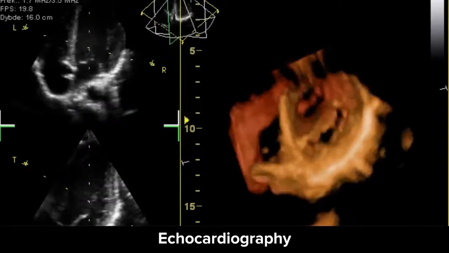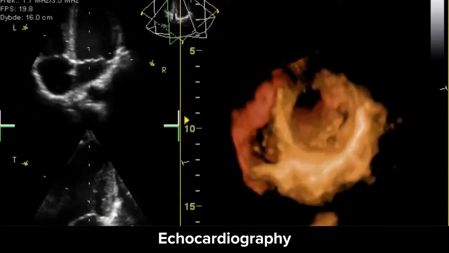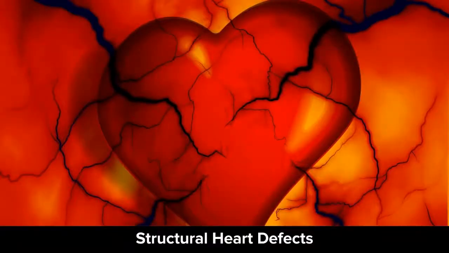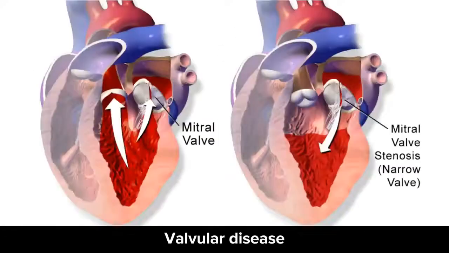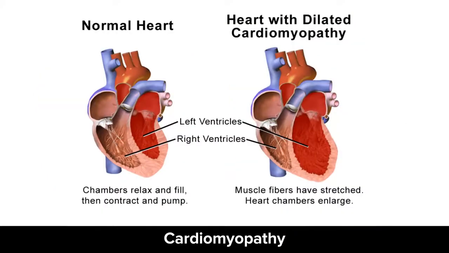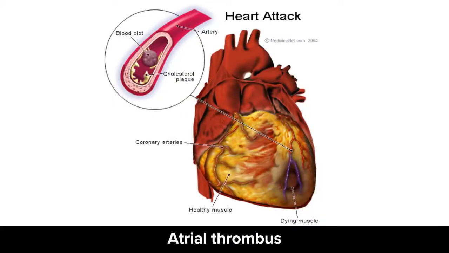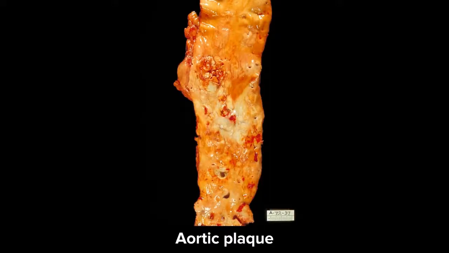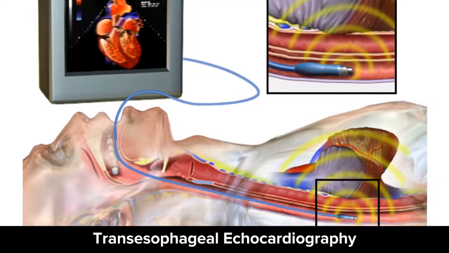Other investigations that aid in the diagnosis of atrial fibrillation include echocardiography and thyroid function tests, which are especially important in the initial evaluation. Echocardiography is done to assess structural heart defects, such as left atrial enlargement, left ventricular wall motion abnormalities suggesting past or present ischemia, valvular disorders, and cardiomyopathy. It is also important to identify risk factors for stroke, such as atrial thrombus or a complex aortic plaque. Atrial thrombi are more likely to be found in the atrial appendages, where they are best detected by transesophageal rather than transthoracic echocardiography.